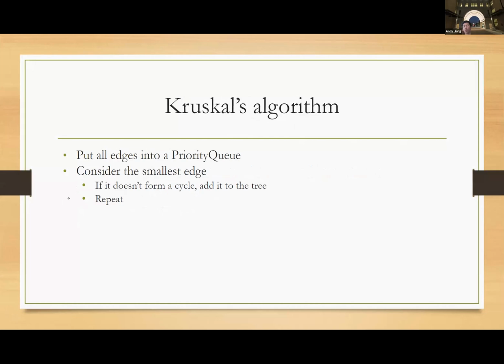The other one that I like to do more is Kruskal's algorithm. We put all the edges in a priority queue. Then we consider the smallest edge out of every single edge in the graph, and then we add it. If it doesn't form a cycle with the existing edges, then we add it to the tree. And we keep repeating that.